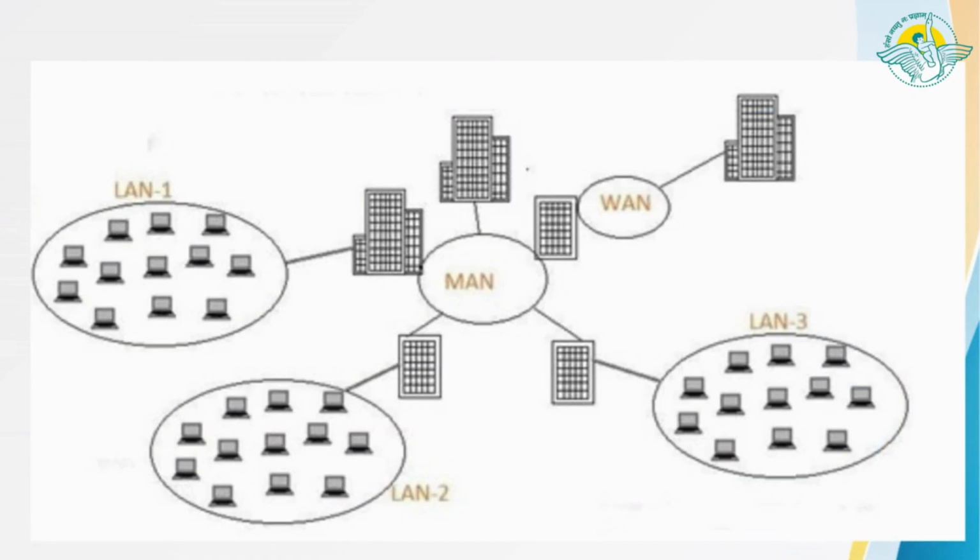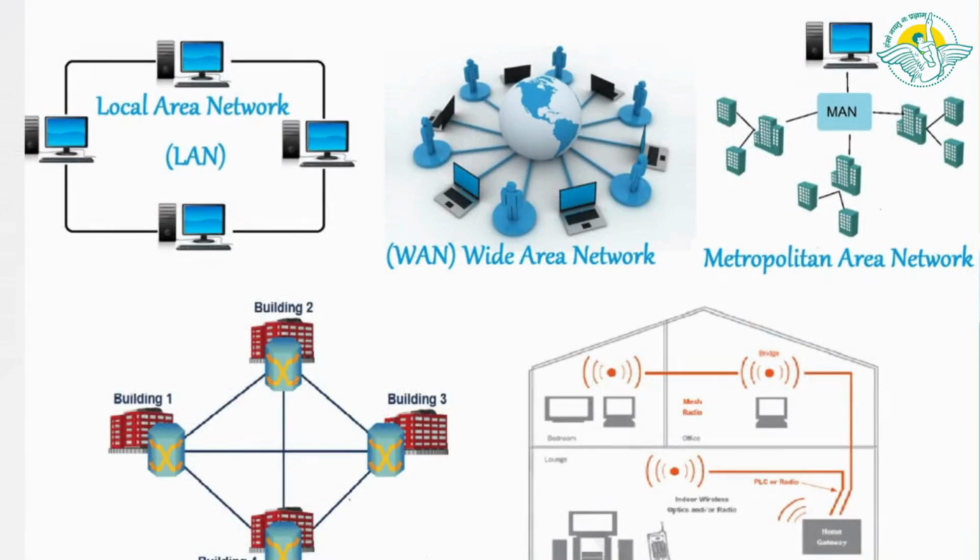Here you can see some other examples of local area network, wide area network, metropolitan area network, CAN, and home network, which is an example of PAN, personal area network. So students, have a look at these diagrams. This is all about the network and its types. Let's revise.